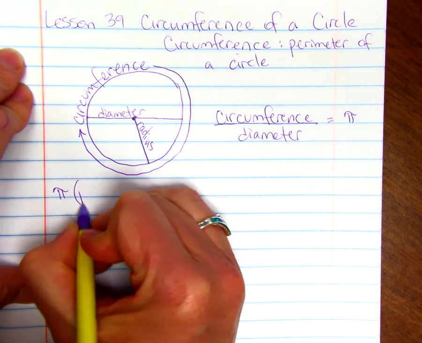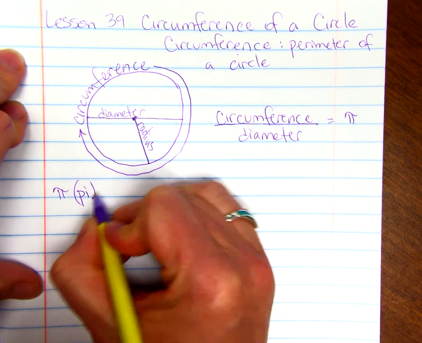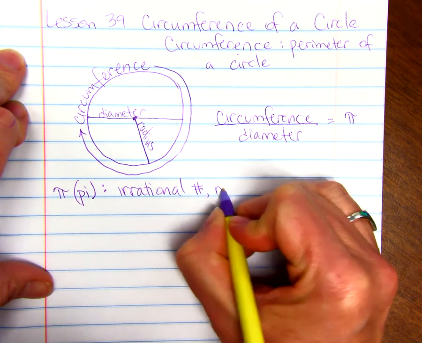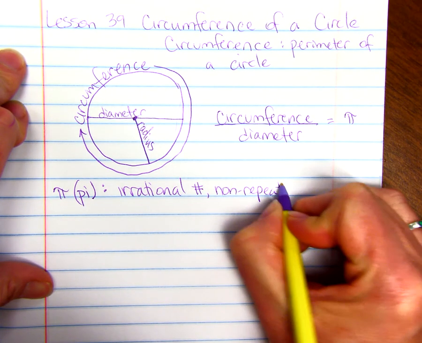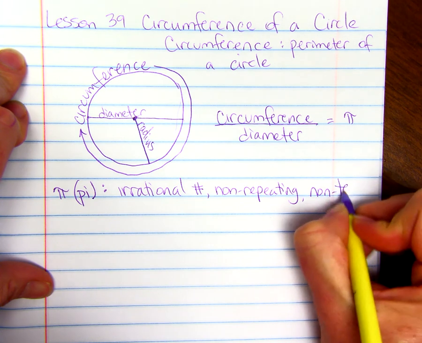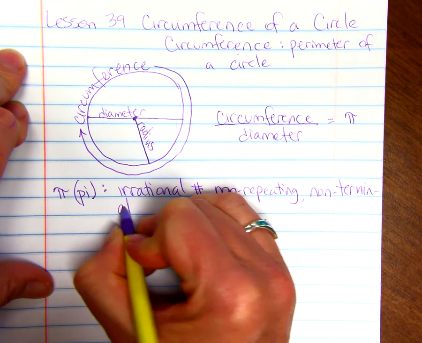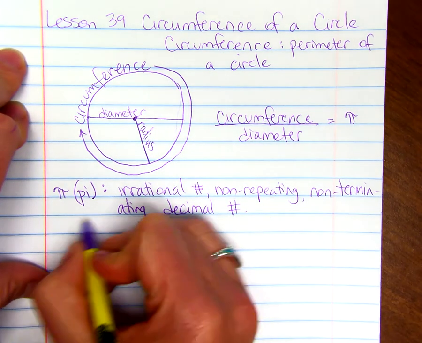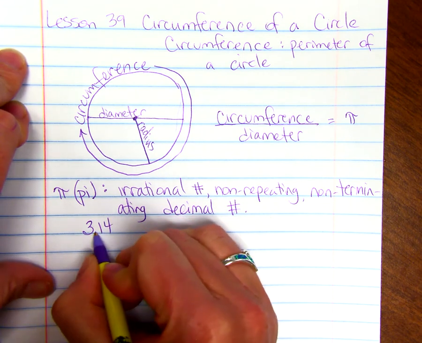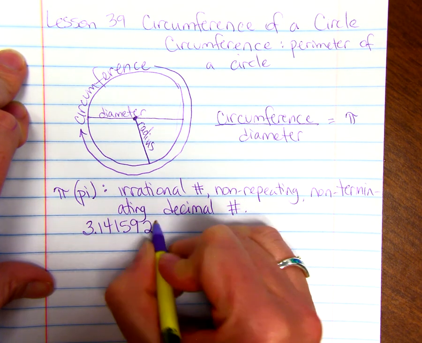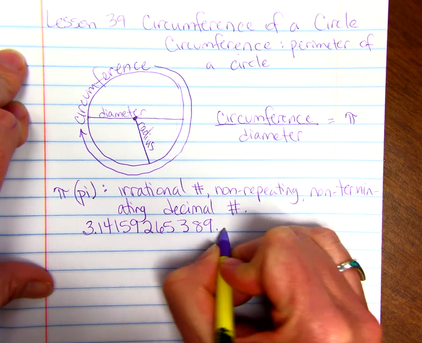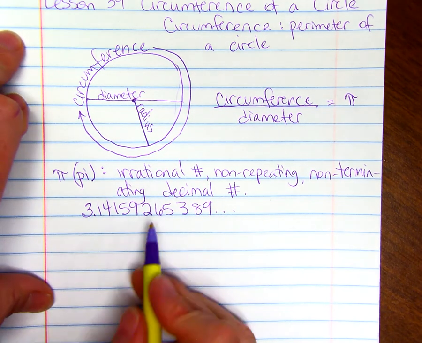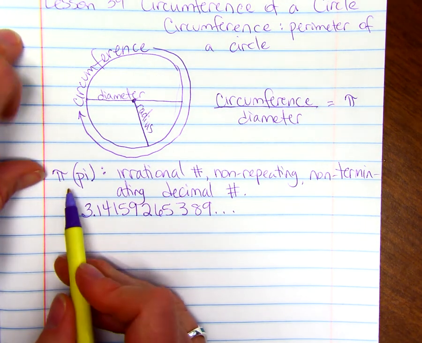Now pi, the way you spell it is p-i, it's a Greek letter. It's an irrational number. It's a non-repeating, non-terminating decimal number. Here's the first few digits, 3.14159265389, and it continues on. It will never repeat, and it will never end. So the number pi is just pi.